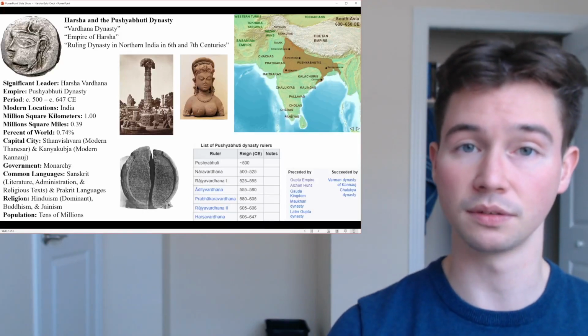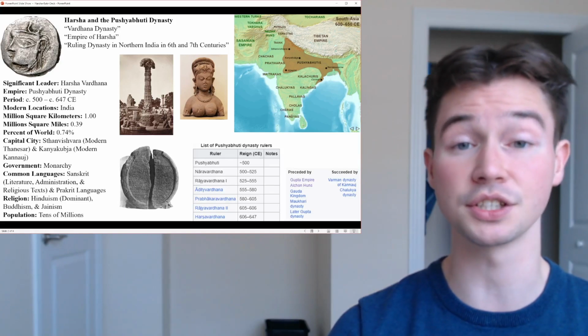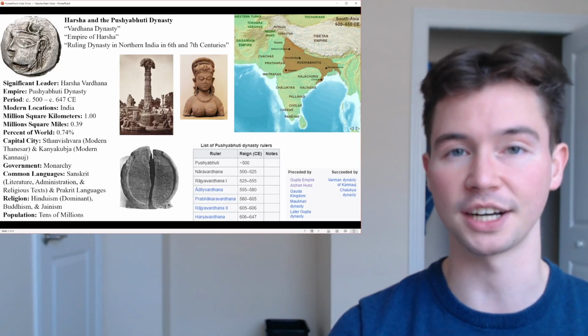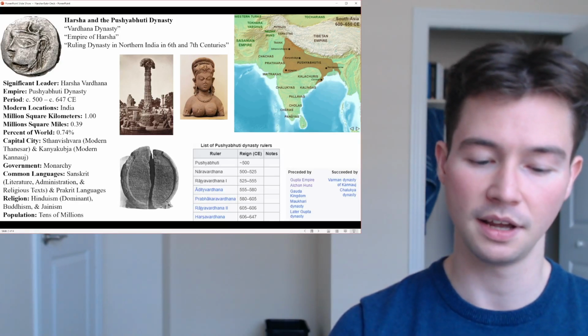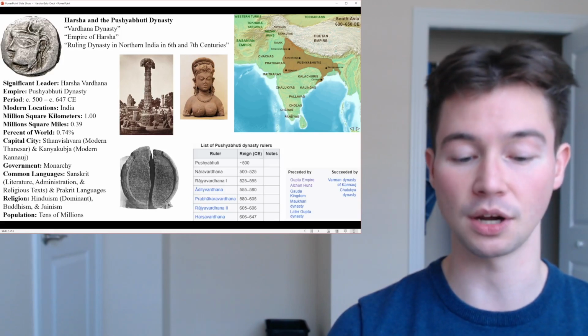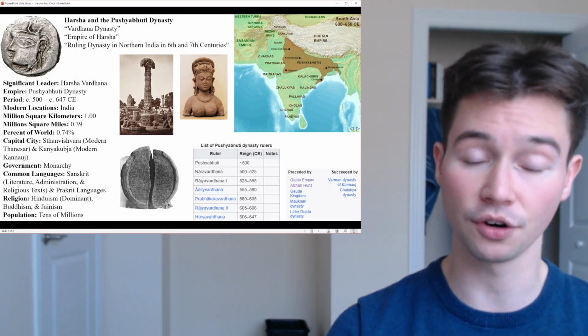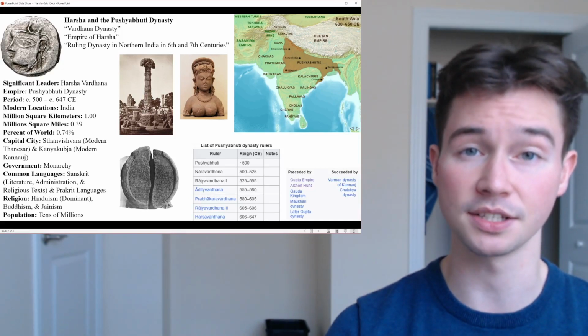Furthermore, as almost always, there are also external factors, such as external invasions that the Pushyabhutis were subjected to after the fall of Harsha. The weakened dynasty faced external threats, including invasions by the Chalukya dynasty from the south and the Arab invaders to the northwest. These invasions further destabilized the Pushyabhuti dynasty.